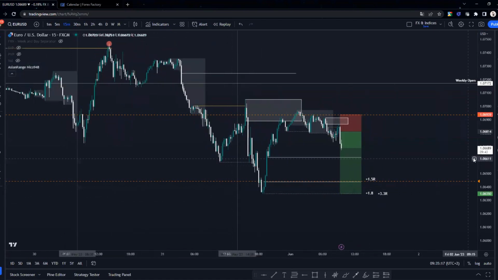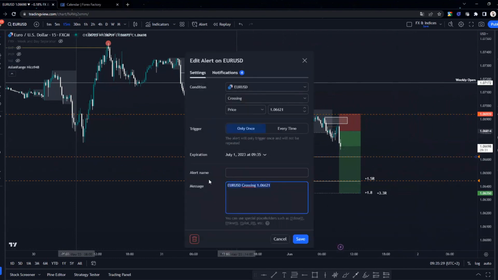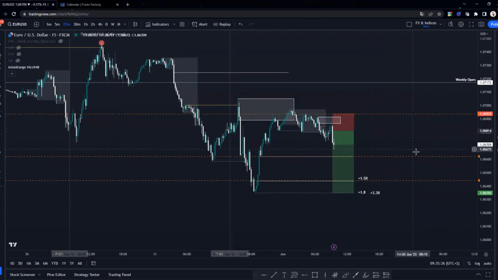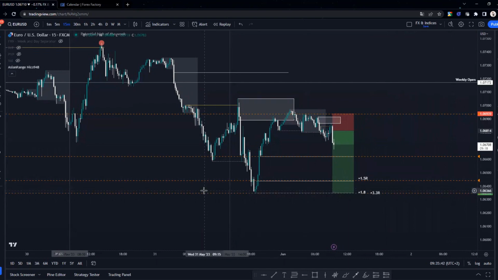I also set an alert here for the potential break even. And of course, one other alert here for the target.